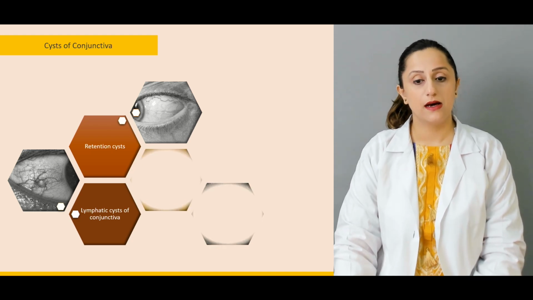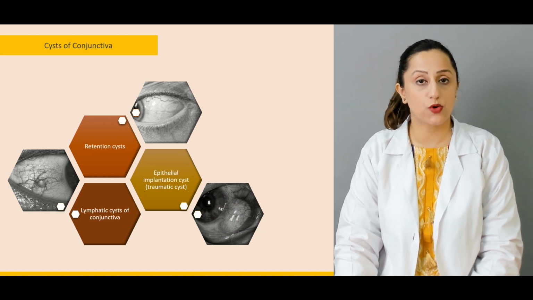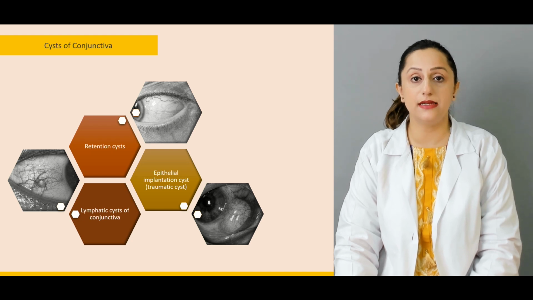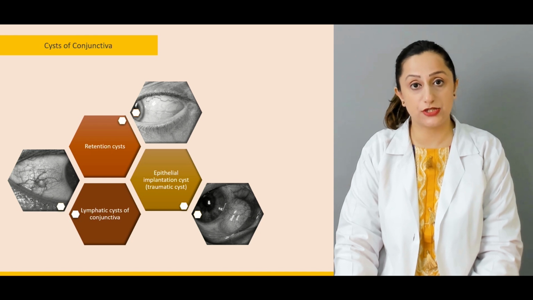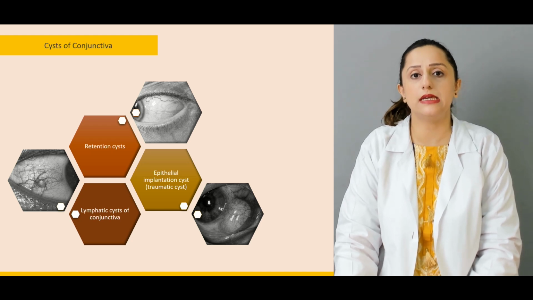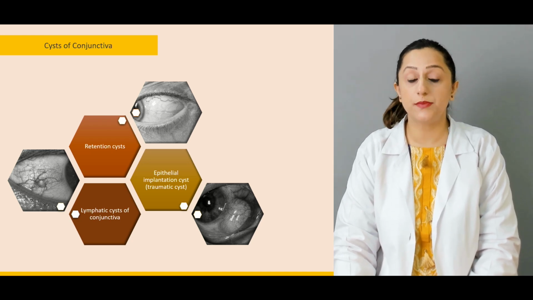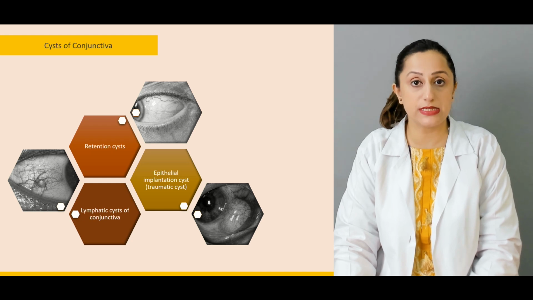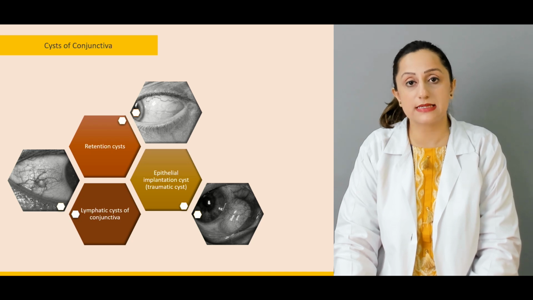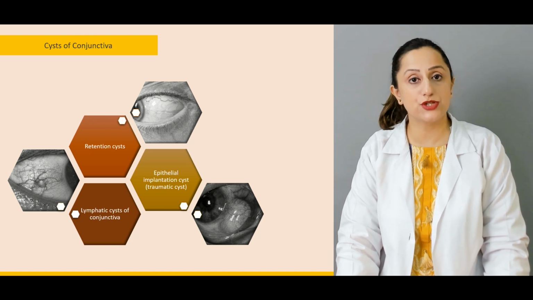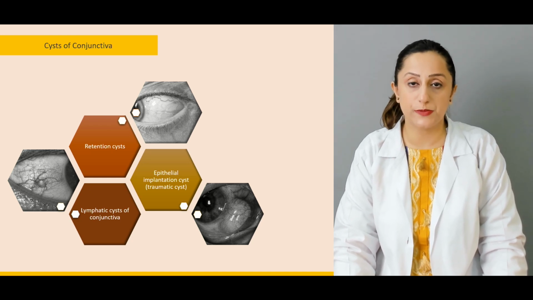On the other hand, we have the epithelial implantation cysts, also categorized as traumatic cysts. Usually, this trauma occurs due to surgical procedures. Now, what are the particular surgical procedures? For example, it can be intrabulbar or retrobulbar injections that can result in these epithelial implantation cysts, as well as surgical procedures performed for the removal of pterygium.